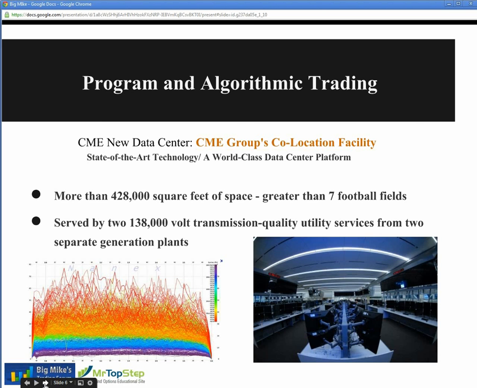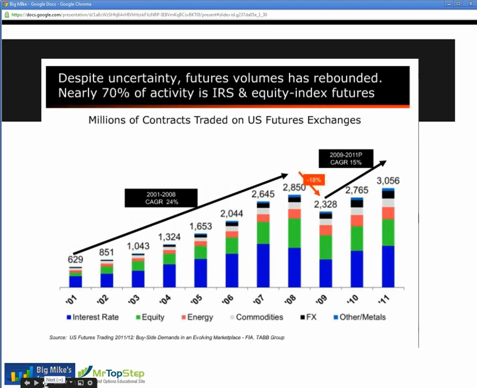Despite the uncertainty, and we all know there's an enormous amount of uncertainty out there, we've always associated a better, firmer stock market with a good economy. Well, that doesn't work that way anymore, guys.